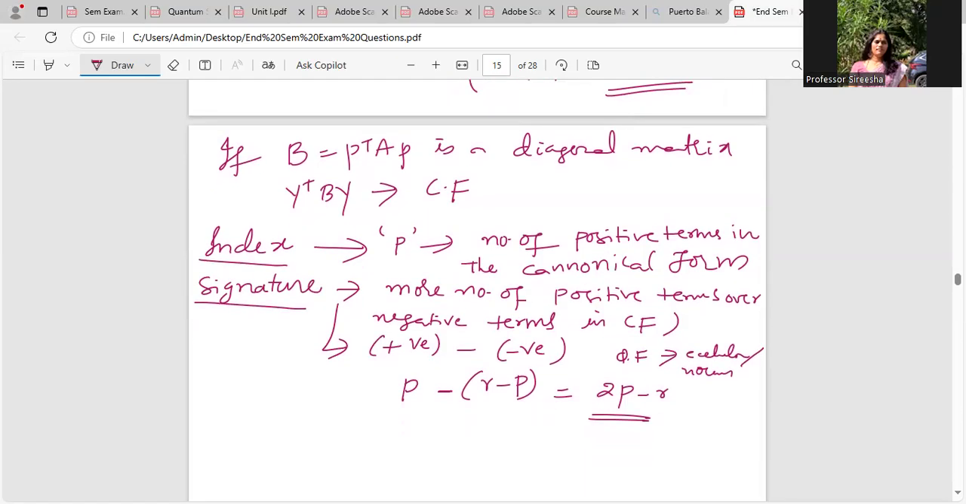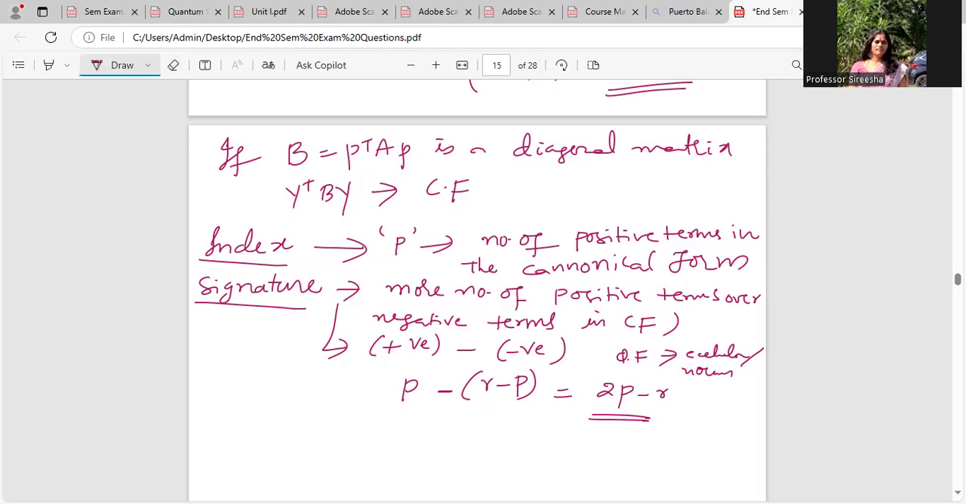Usually these things are useful for the GATE, but normally you'll be asked to find index and signature, and you will look at the number of positive terms, say index is this much. If you are asked also to find the signature, the difference between the positive terms and negative terms you will take. If you ask me, ma'am, if there is only one positive term and there are two or three negative terms, then obviously I will write -1 would be the signature. There is no hesitation about writing -1. That means negative terms are more. So signature would be -1, right?